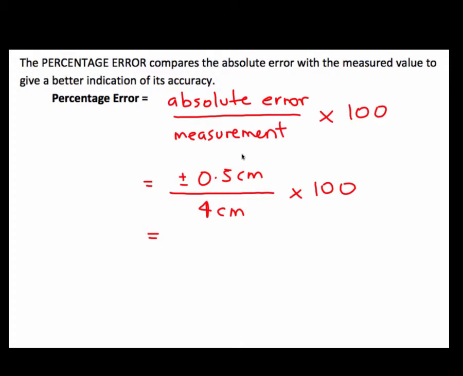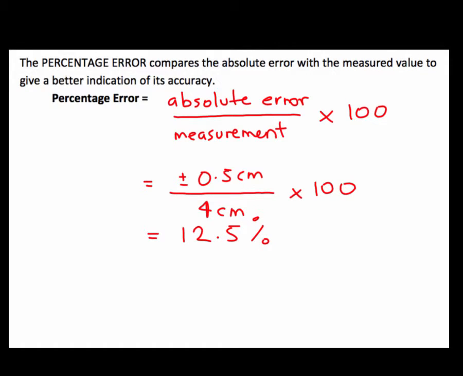So we've got the absolute error as plus or minus 0.5, but when we're doing the actual calculation, we only really need to calculate with the positive value. So 0.5 divided by 4 multiplied by 100 is 12.5. So that's 12.5%. That's our percentage error.